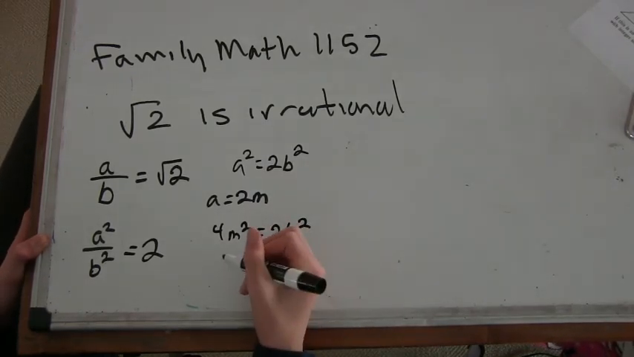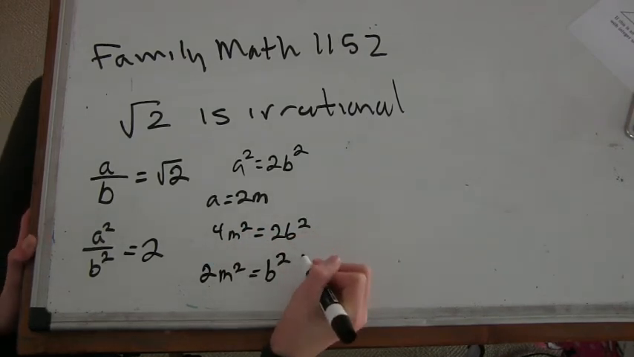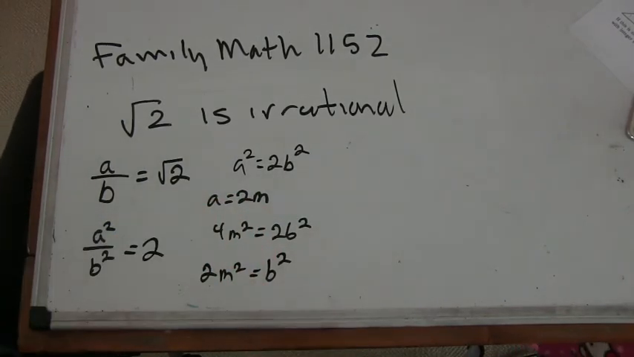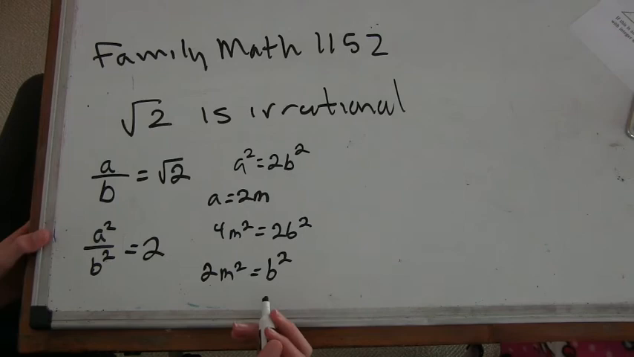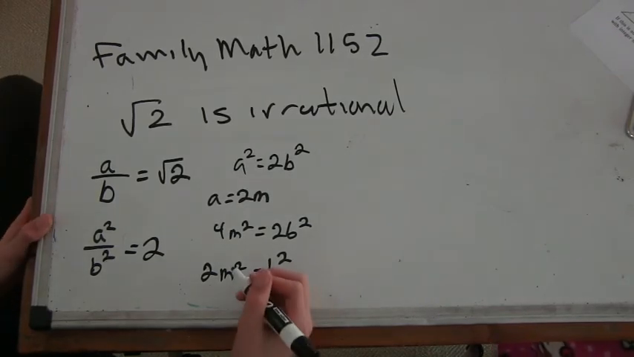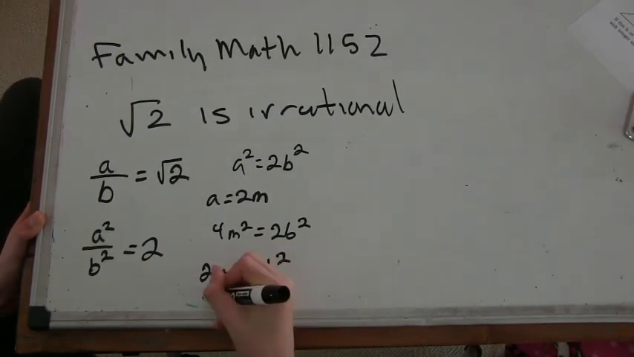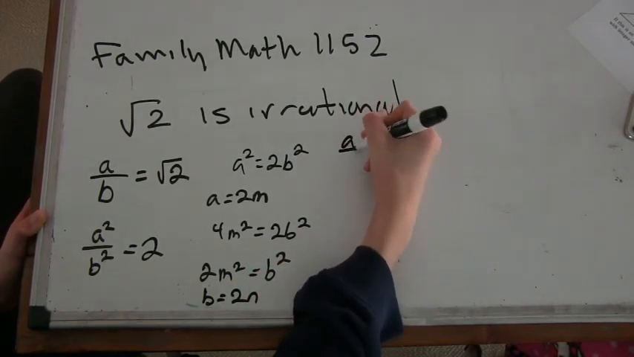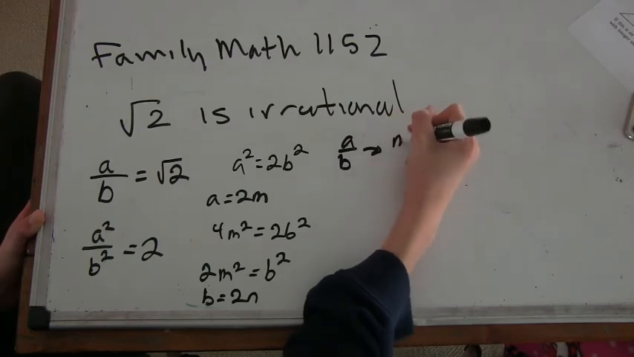Then we can divide by 2 on both sides, so we get 2m squared equals b squared. And now from the same logic, since we're multiplying by 2 on this side, b squared has to be even, and so b also has to be even. Okay. And now we've proved that both a and b are even, so we can call b equal to 2n. And we thought our fraction a over b was in lowest terms, but now we can divide the numerator and denominator by 2 and write it as m over n.